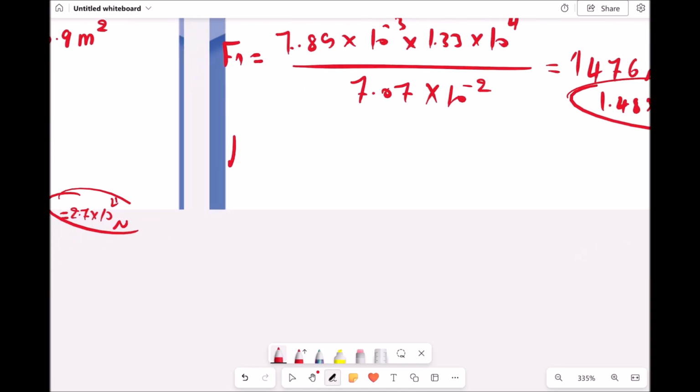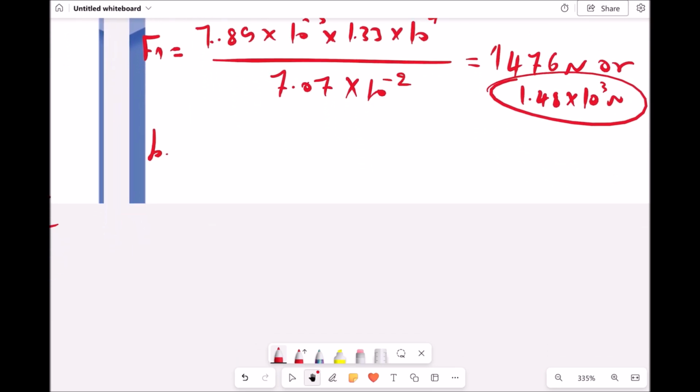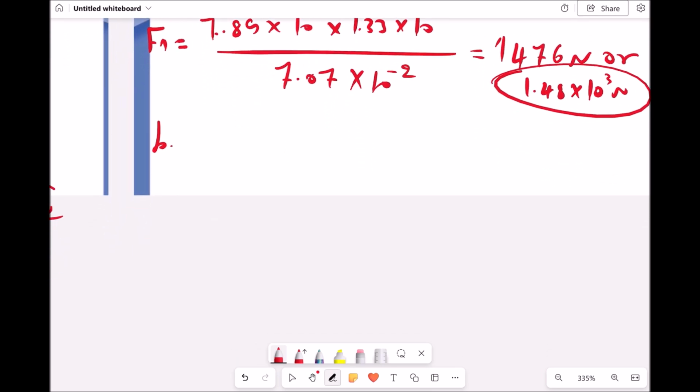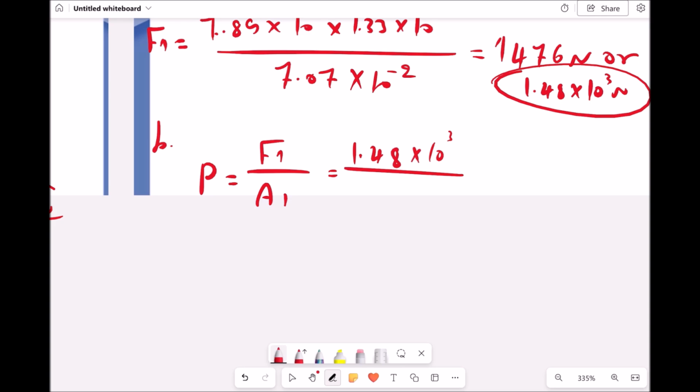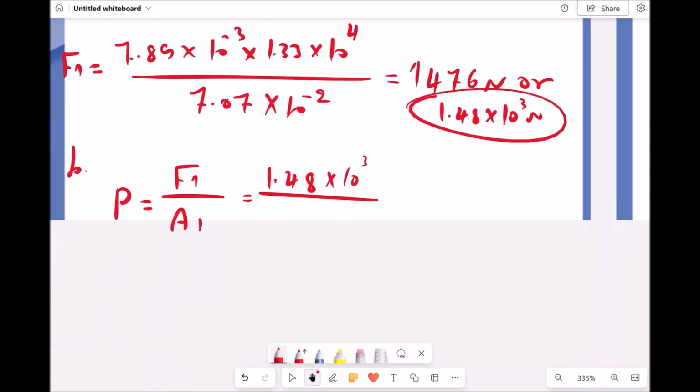B, guys, it says what pressure produces this force? And it says neglect the weight of the pistons. So you're going to say pressure is equal to F1 divided by A1, okay? Now you have 1.48 times 10 to the power of 3. Divide this by area 1, which is equal to 7.85.